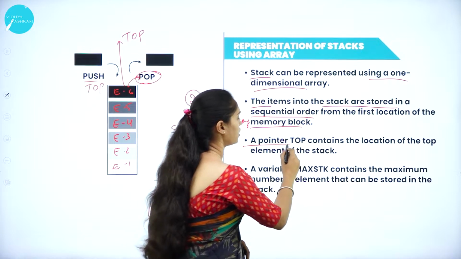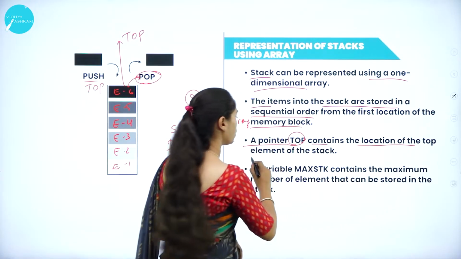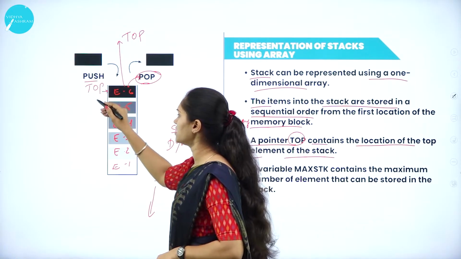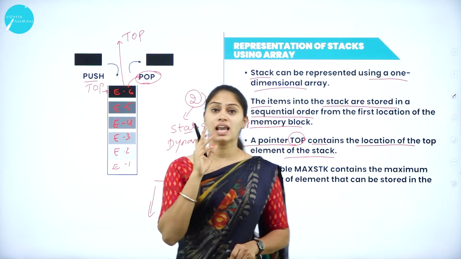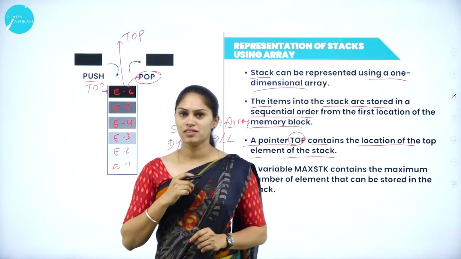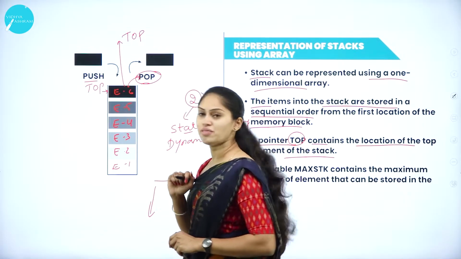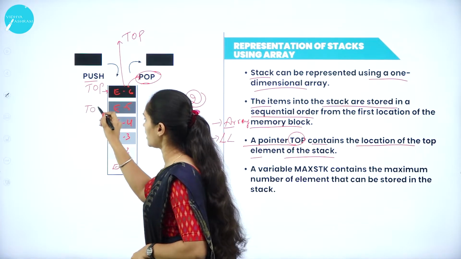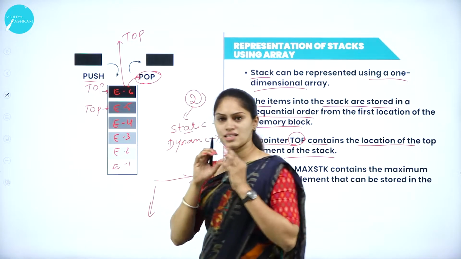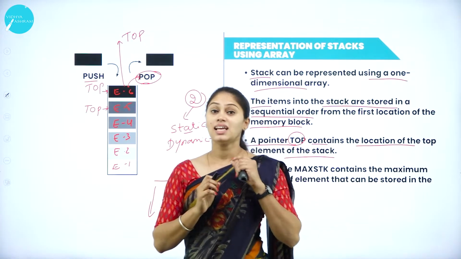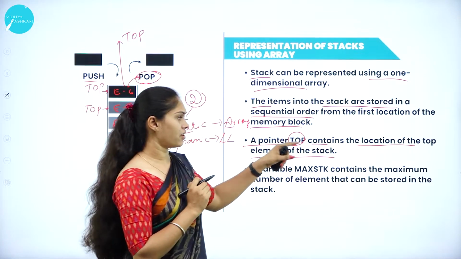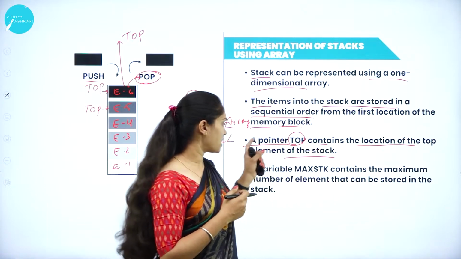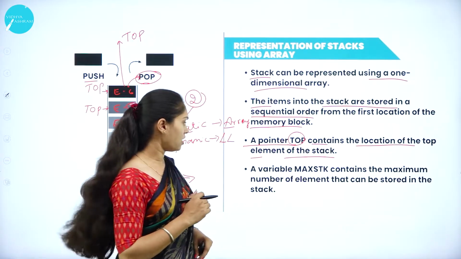The pointer top contains the location of the top element of the stack. What will this top indicate? It will point to the last element of the stack. For example, if I have only 5 elements, then where will the top indicate? It will be at this location. So the top pointer indicates the location or address of the last element, or top element, of the stack.